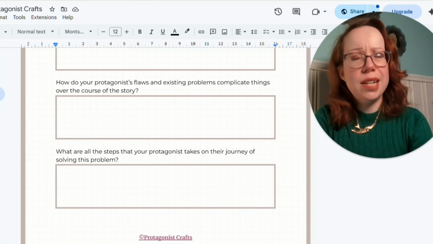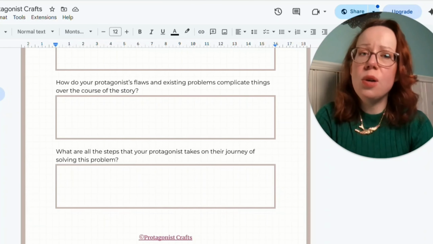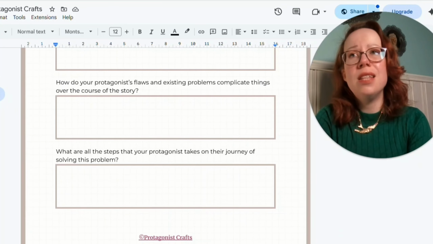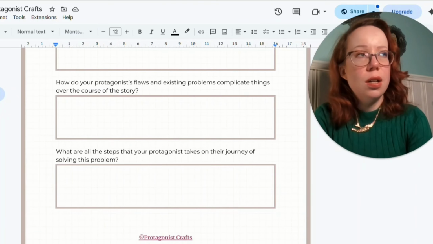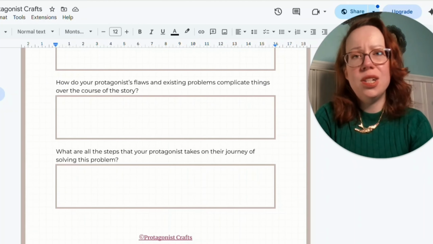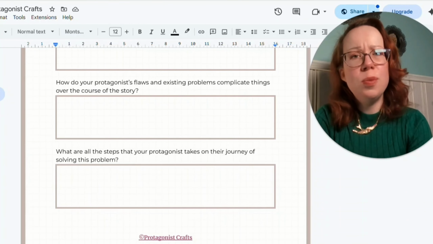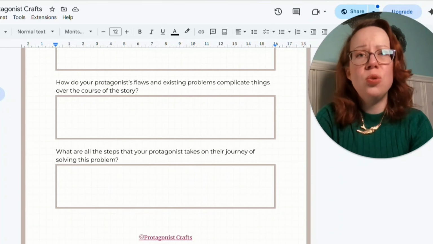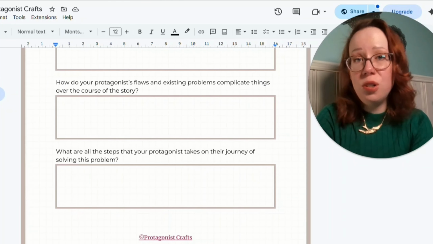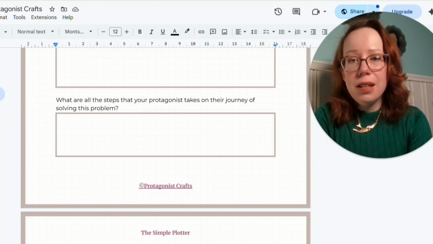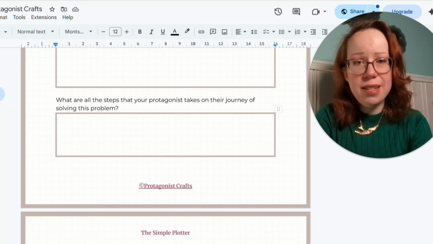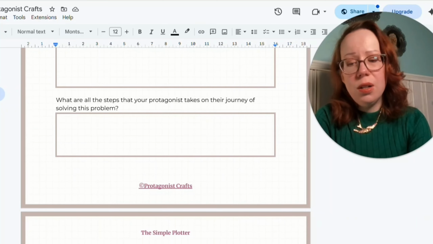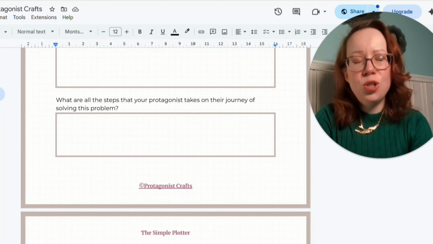And how do these protagonists' flaws and existing problems complicate things over the course of the story? Because like I said, they need to be relevant. They can't just be mentioned once and then never manifest on the page in any way. So they need to have consequences, and that is also going to create your plot. It's going to give you more stuff for your story. And what are all the steps that your protagonist takes on their journey to solving this problem? What are the actual actions that they're going to do? How do they go one step forward and two steps back?